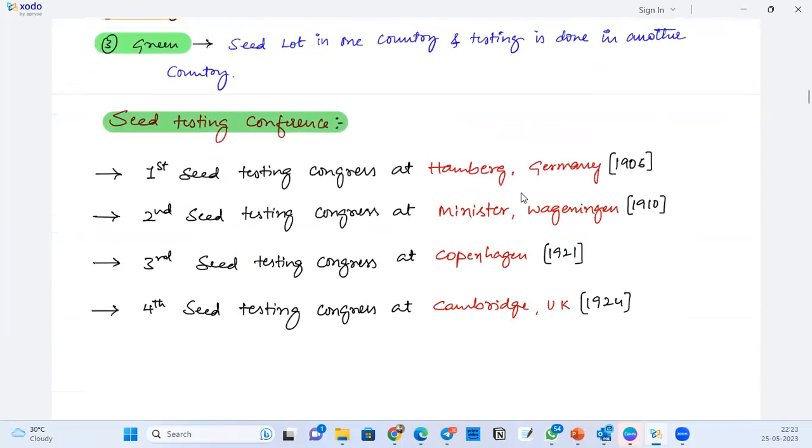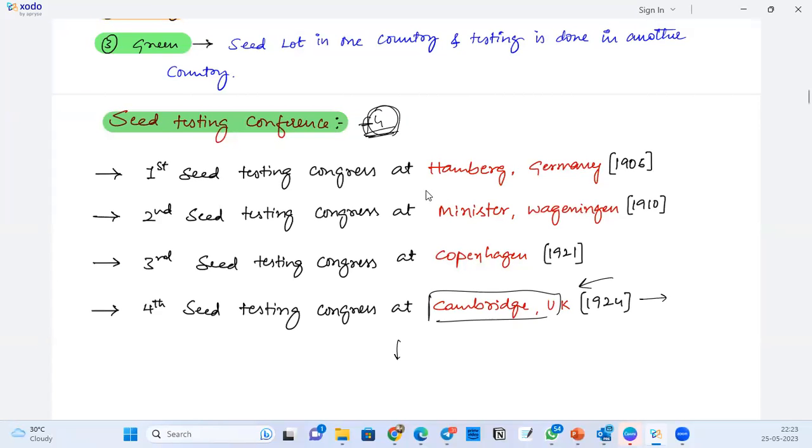This was in a seed testing conference where ISTA was established. There were a total of 4 conferences held. After 1924 there were also other conferences, like the seed testing congress, but I have written here only up to the establishment of ISTA. The first was in Hamburg, and it was at Cambridge, UK, that ISTA was established. It's not the place but the conference: in this conference, held at Cambridge, ISTA was established in 1924. So what is the full form of ISTA? It's International Seed Testing Association.